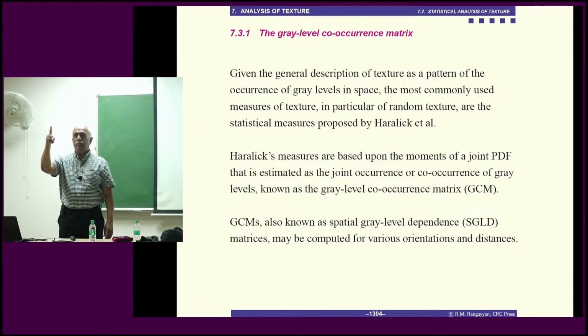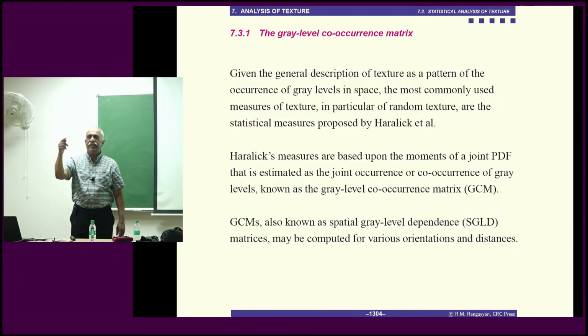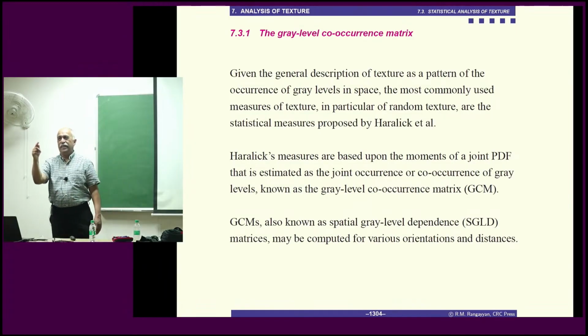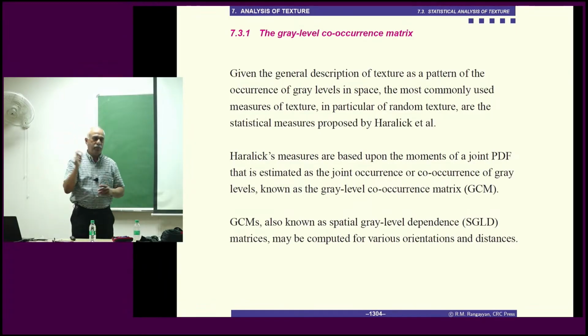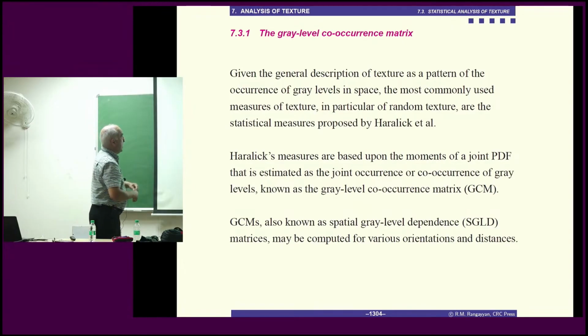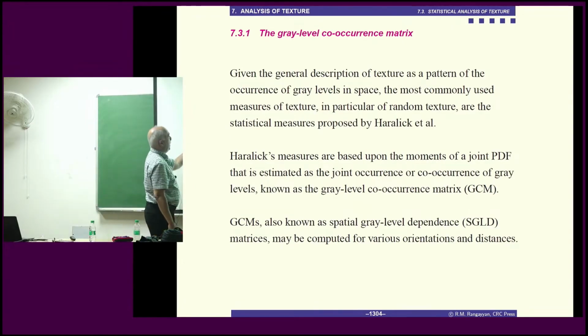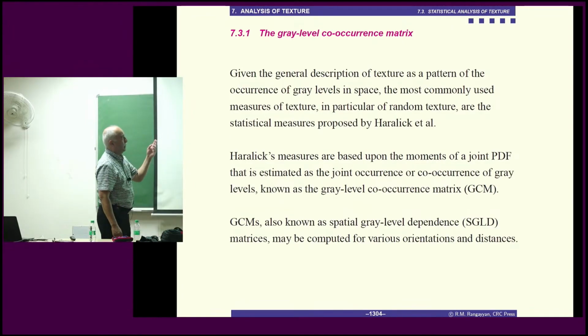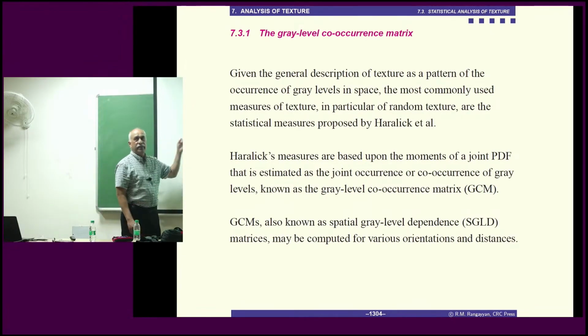And then there are multiple possibilities. With a distance of 2 pixels, take all the pixels in the neighborhood and take their joint values: 6 and 6, 6 and 5, 6 and 4, 6 and 7, and you have pairs of those pixel values. So they are based on the moments of a joint PDF that is estimated as the joint occurrence or co-occurrence of gray levels, known as the gray level co-occurrence matrix.